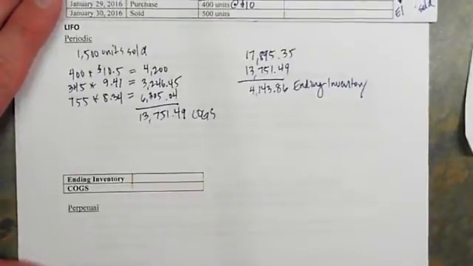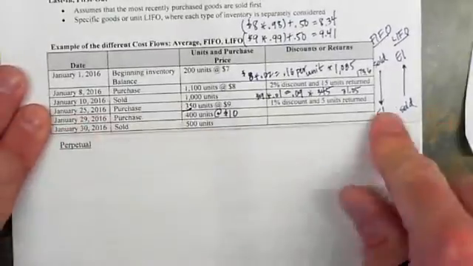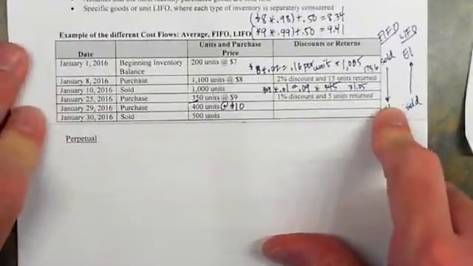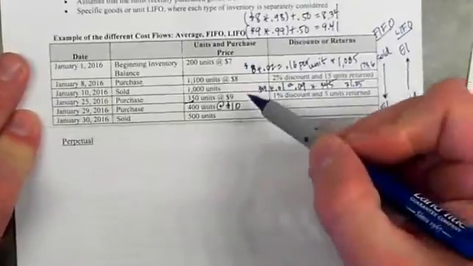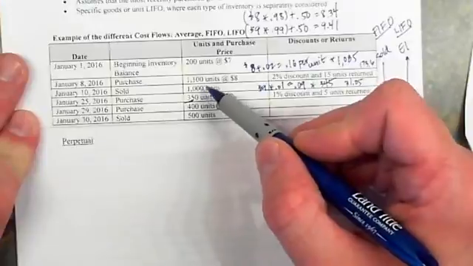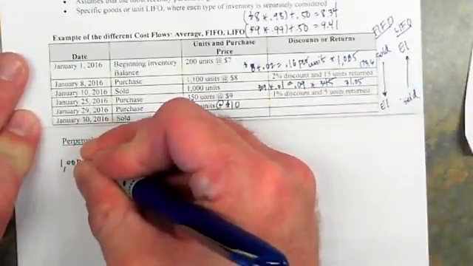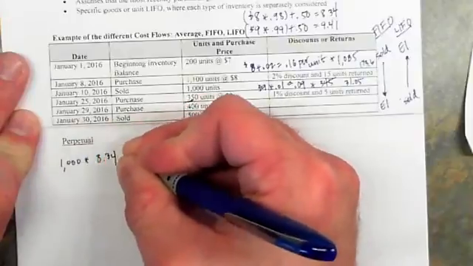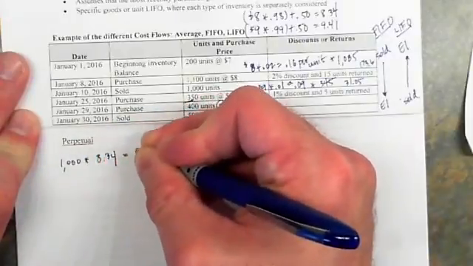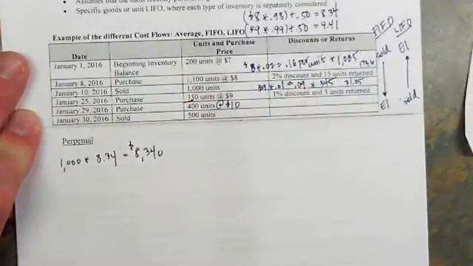Under a perpetual method, again, we want to stop at every sale and then calculate COGS. So on this purchase log, I'd start at January 10th as my first sale, right? I sold 1,000 units, I'd sold 1,000 of those units at $8.34. That gives me $8,340. That's my COGS on that date.